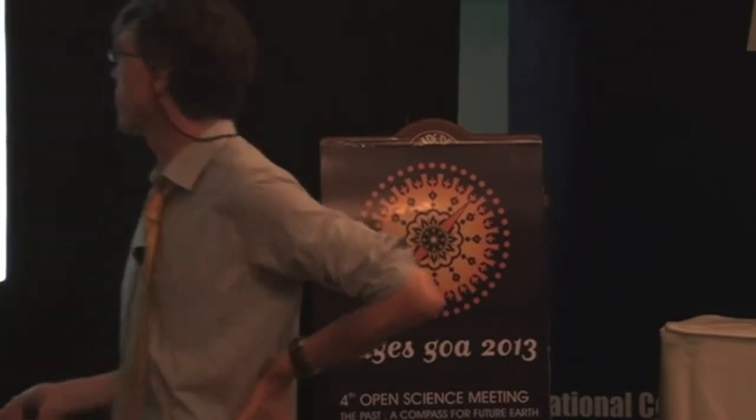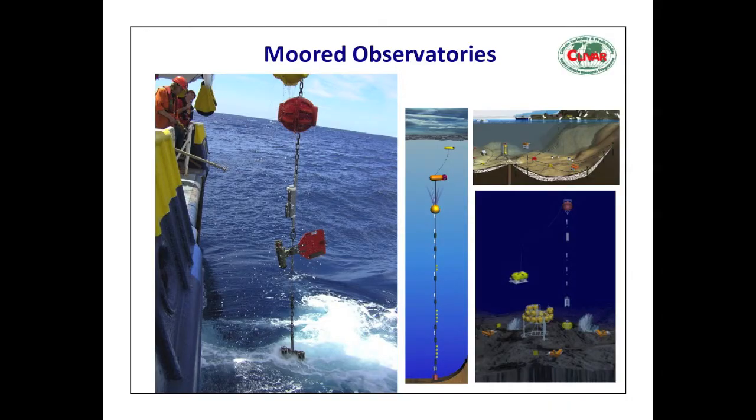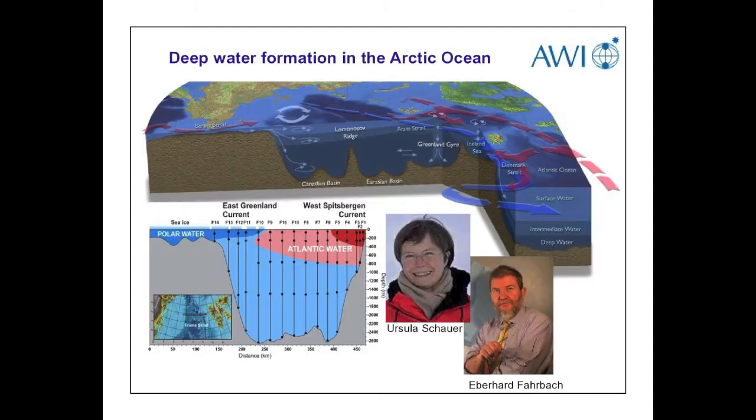Now, we like ships, and we like robots, but there are other robots we like as well. These are the moorings, right? We put instruments in a particular place because they don't move about so much, and they allow you to look at time series. You have to go back every year or every other year to replace them. We have these moored arrays in various central passages. Here is Ursula Schauer from AWI, and she maintains a mooring array across the Fram Strait.